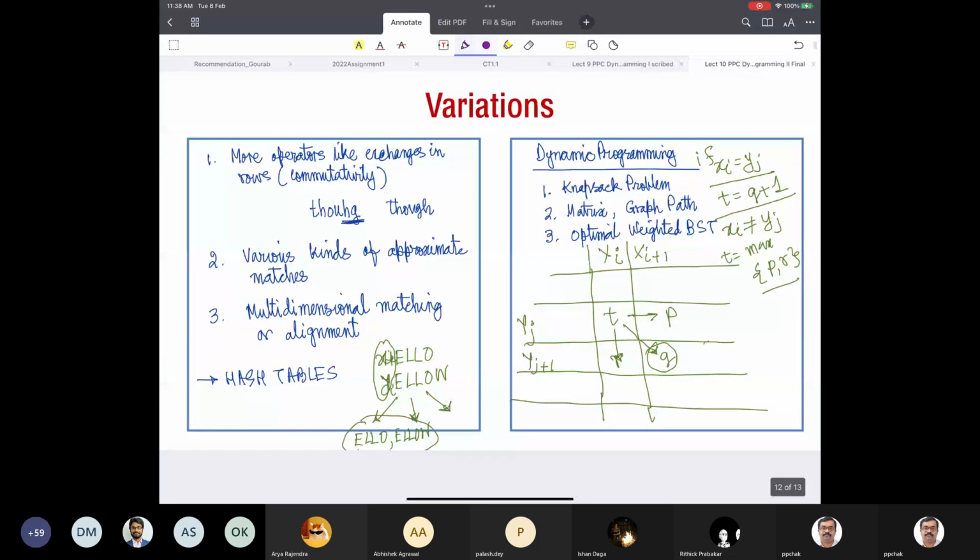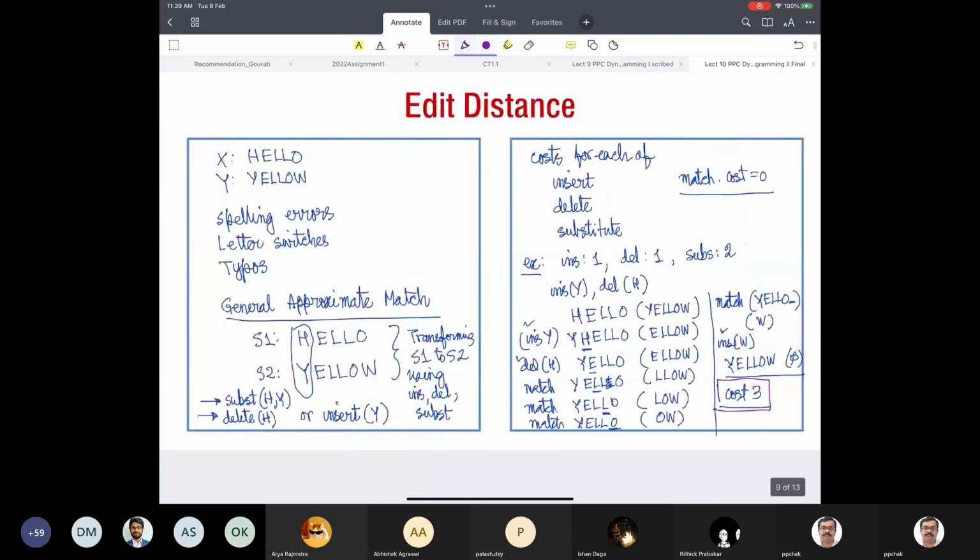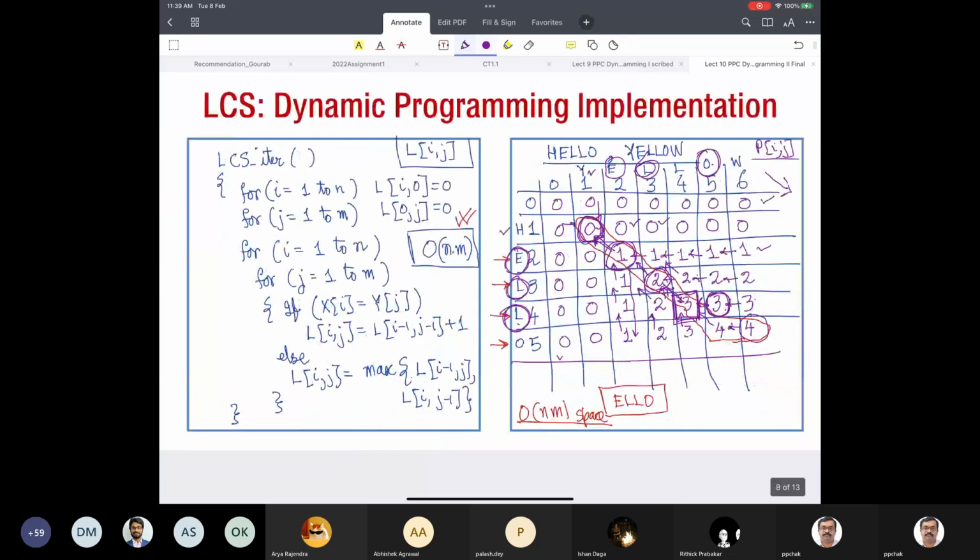The top-down algorithm starts here and moves in these directions by the recursive calls, whereas the reverse algorithm, the iterative algorithm, could have done this as well. It can also start from this direction and move backwards. So how to write the iterative algorithm? The iterative algorithm is therefore now written this way.